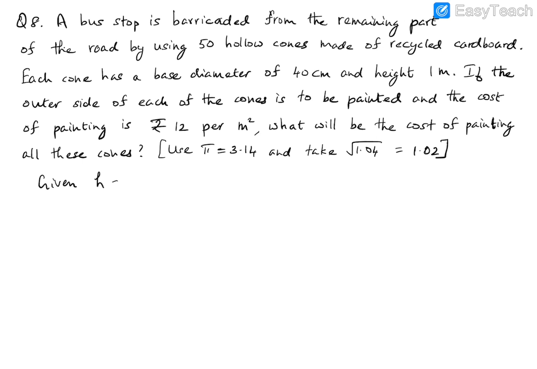Let's write the height first. Height equals 1 meter, and we are given the diameter D to be 40 centimeters. So the radius R will be 40 centimeters divided by 2, which is 20 centimeters. And we'll convert the centimeters to meters because we have the height also in meters. So 20 centimeters is 20 by 100 meters, which is simply 0.2 meters.